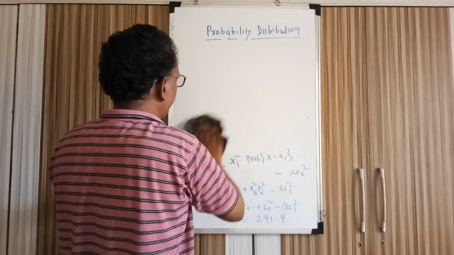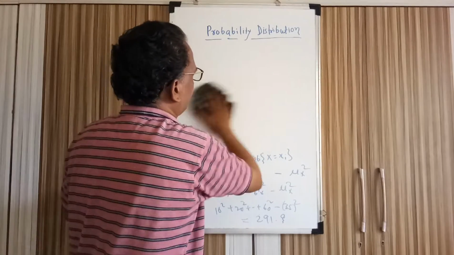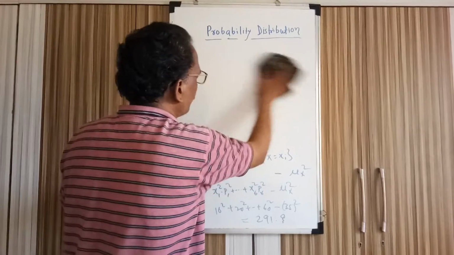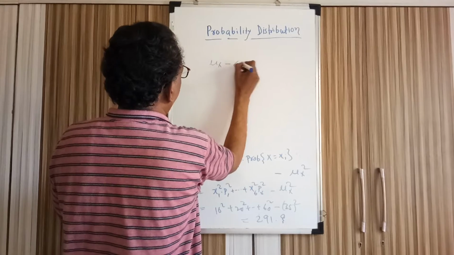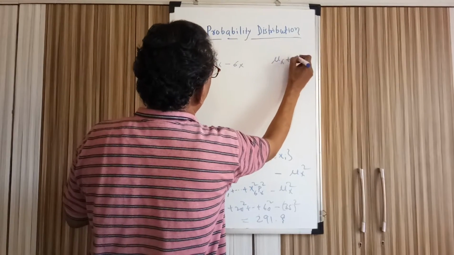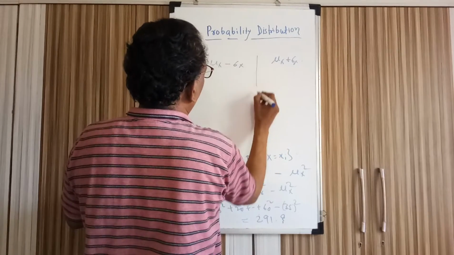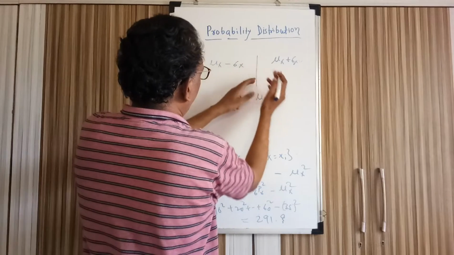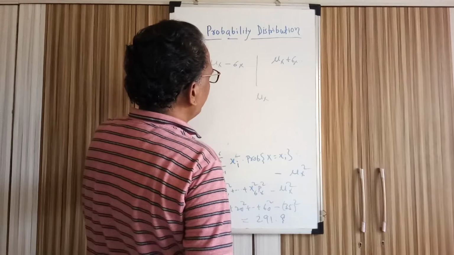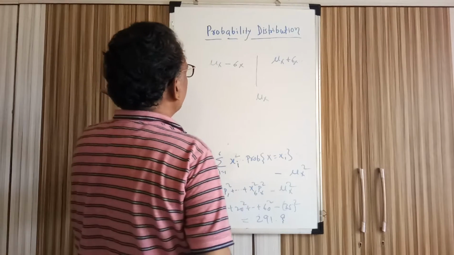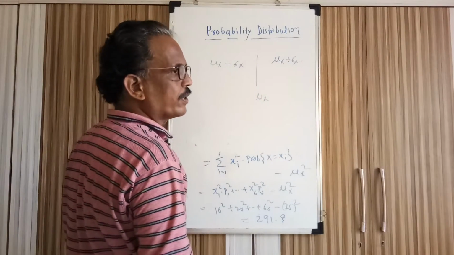So then what we can say is 35 minus 17, 35 plus 17. So variance about the mean, deviation about the mean: mu x minus sigma x, mu x plus sigma x. So mu x is 35 plus 17, that is 52, and 35 minus 17 is, I think, 18. So 18, and here 35 plus 17 is 52.